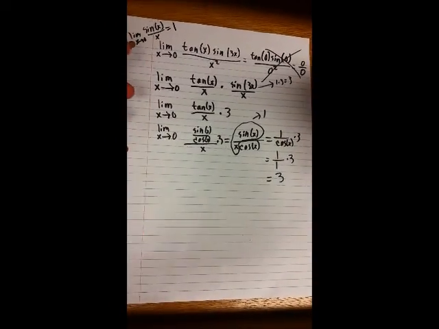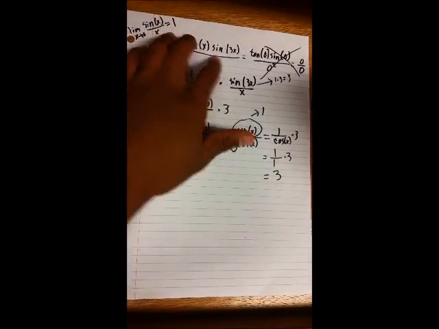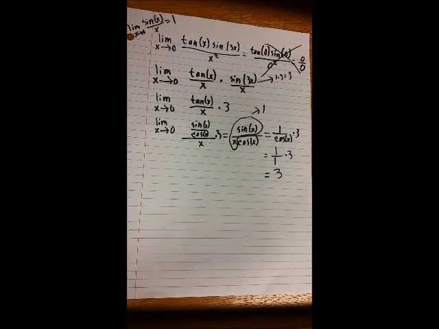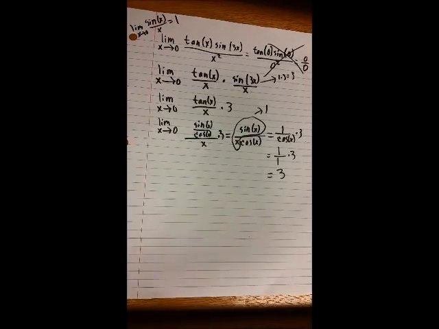So the limit as x approaches 0 of tangent x times sine 3x all over x squared is going to be equal to 3, based on the use of the squeeze theorem, and that's it.